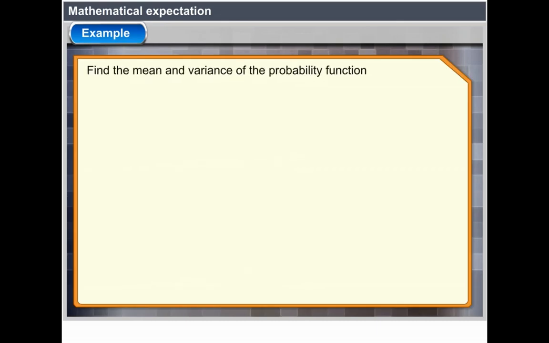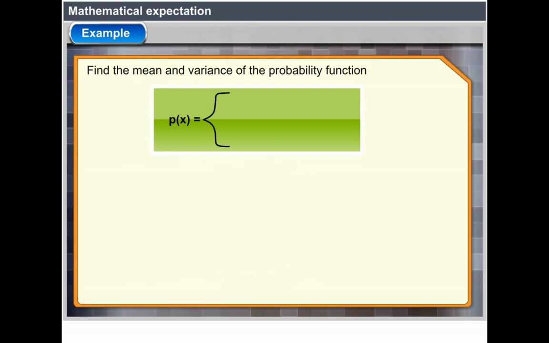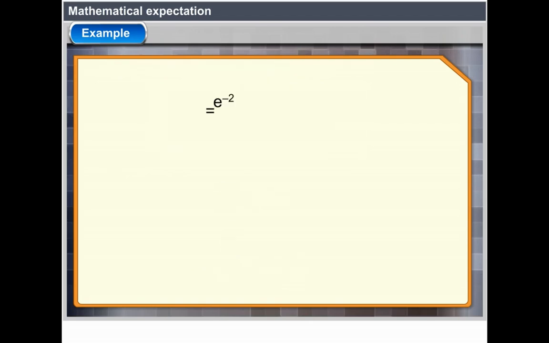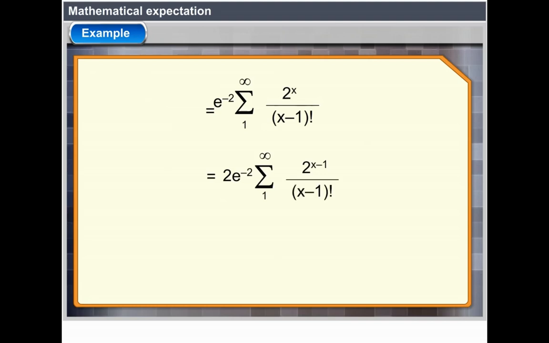Example. Find the mean and variance of the probability function p of x equal to e power minus 2 into 2 power x divided by x factorial, where x equal to 1, 2, 3, etc., 0 otherwise. Solution. Expectation of x equal to summation x into p of x, equal to summation x equal to 1 to infinity x into e power minus 2 into 2 power x by x factorial, equal to e power minus 2 into summation x equal to 1 to infinity 2 power x by (x minus 1) factorial, equal to 2 into e power minus 2 summation x equal to 1 to infinity 2 power x minus 1 by (x minus 1) factorial. Again equal to 2 into e power minus 2 into e power 2. Then finally the answer is 2.